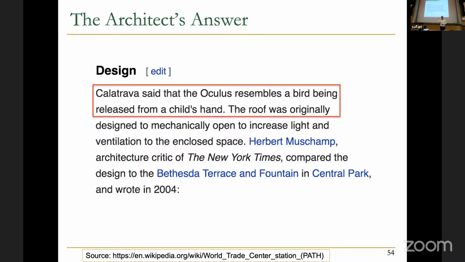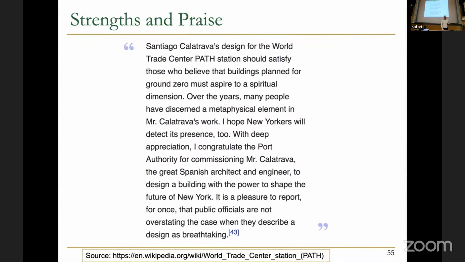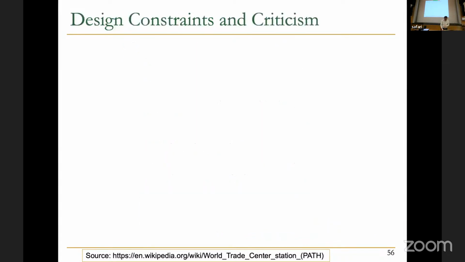And you can see that the roof was originally designed to mechanically open to increase light and ventilation. But folks in New York City said, we're not going to pay you more. So cost is always a concern. So you can see that people are actually analyzing it with their trade-offs. In fact, this journalist says, it's a pleasure to report for once that public officials are not overstating the case when they describe a design as breathtaking. They have a healthy criticism of public officials also inside here, as you can see.